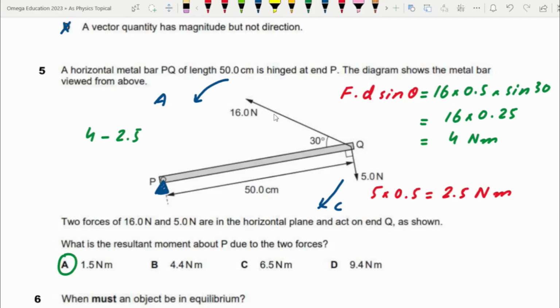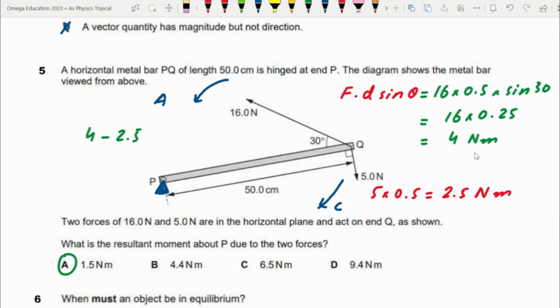What do you get for this force? How much moment? Now for this one, the distance is not perpendicular to the force. So what you can do is resolve the force into perpendicular components, and then you look for the component that is perpendicular to the distance, which in this case would be 16 sine 30. Or you can directly apply the formula. Whenever the force is making some angle other than 90, you can apply the formula F d sine theta. F is 16, distance is 0.5, theta is given as 30, and this is the angle between force and distance, so you get the moment anti-clockwise 4 Newton meter.